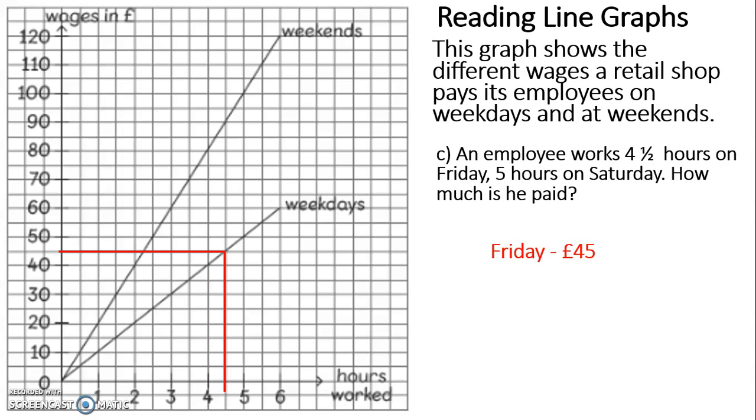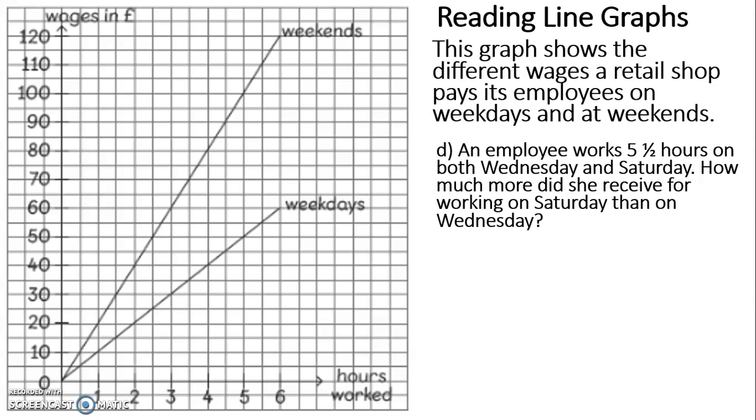Let's do the same with the 5 hours for Saturday. Saturday is a weekend, so we need the weekend line. Let's draw up to the weekend line from 5 hours and then across. We can see it meets 100. £100 for Saturday. How much is he paid in total? £100 plus £45 is £145.